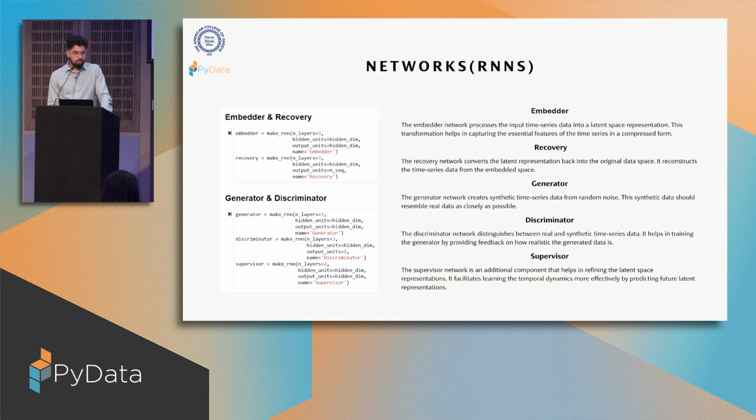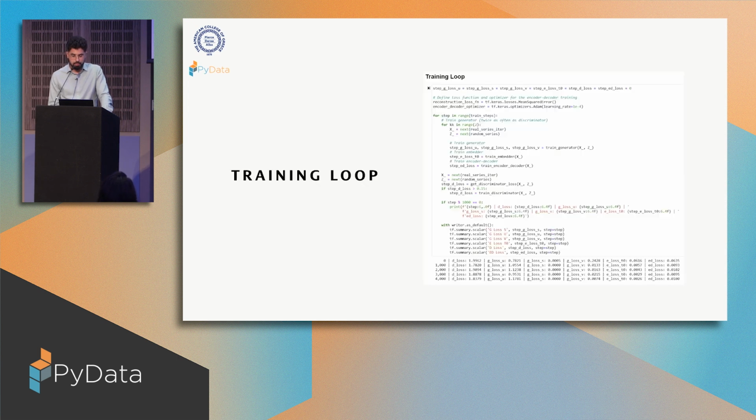The networks that we already explained are all RNN. What is very interesting to see here is the hidden units and output units of each network. As you can see, the recovery output units is the same as the number of sequences, the number of variables, because we have to output the same variables. Also, the generator and the supervisor have to have hidden units and output units the same, because they get the same data. And of course, the discriminator, which has only one output unit, the dense output.